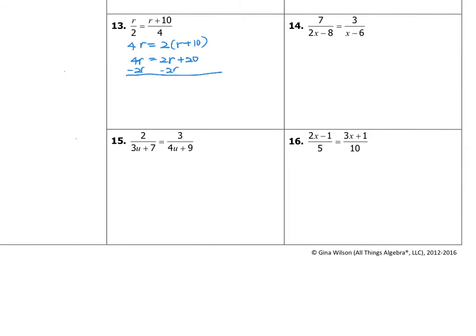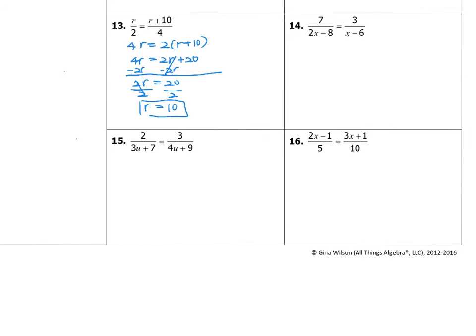A lot of times I see kids only give me -2, but not -2r. That's incorrect. 1 is an apple, 1 is an orange. So now you divide by 2 on both sides. R equals 10. Final answer. Want to check your answer? On the left-hand side, 10 divided by 2 is 5. On the right-hand side, 10 plus 10 is 20. 20 divided by 4 is still 5. So that's how I know it's the correct answer.